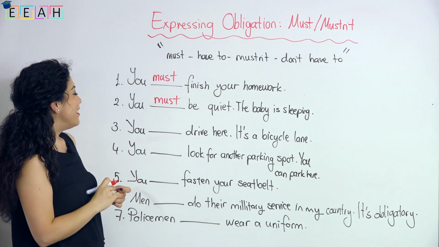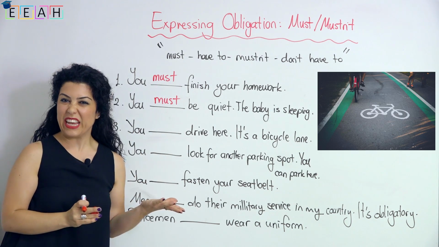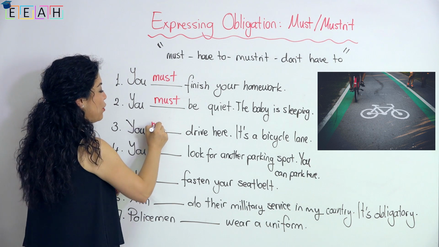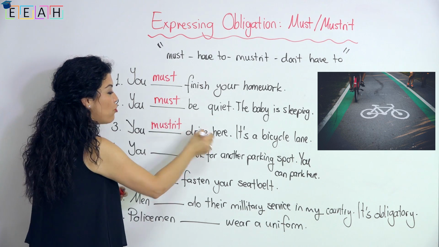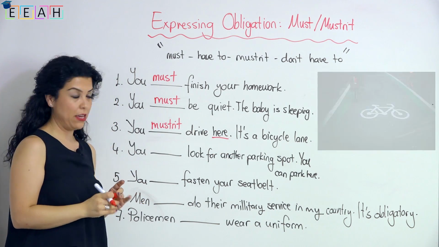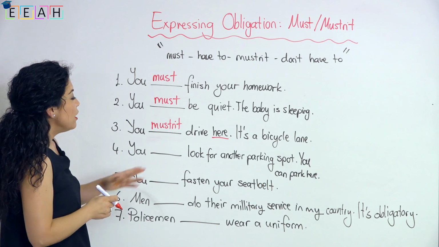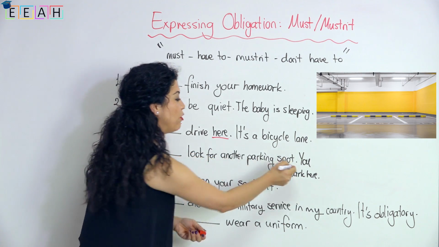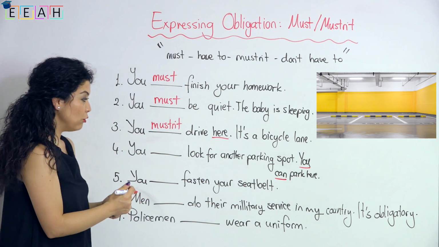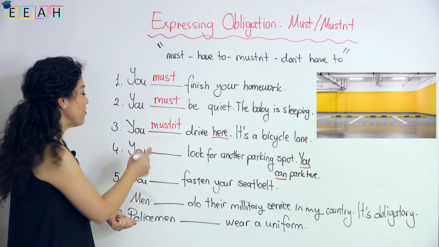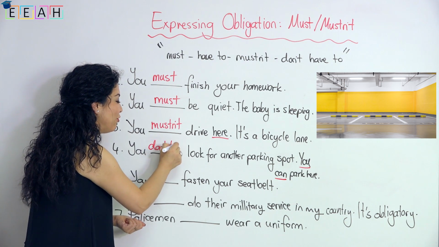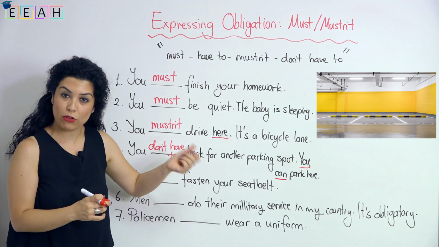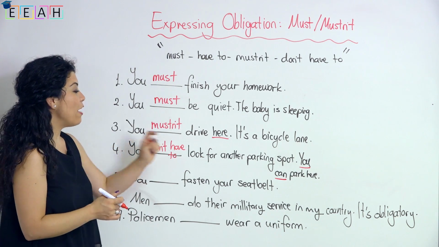Yes? All right. Another one, it's a bicycle lane, so you mustn't. Yes? You mustn't drive here. You mustn't drive here. Okay? It's the rule. Okay, look for another parking spot. You can park here. So if you say you can park here, it is okay to park here. You don't have to. Yes? It is not necessary for you to look for another spot. This spot is okay. You don't have to look for another.